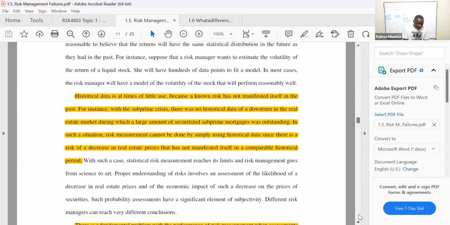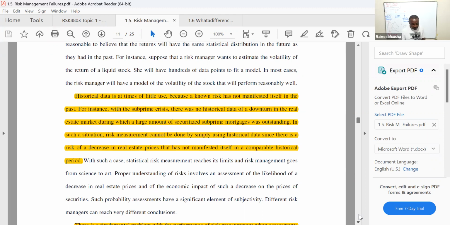So here they say, historical data is at times of little use because a known risk has not manifested itself in the past. For instance, with the subprime crisis, there was no historical data of a downturn in the real estate market during which a large amount of securitized subprime mortgages was outstanding. So in such a situation, risk measurement cannot be done by simply using historical data, since there is a risk of a decrease in real estate prices that has not manifested itself in a comparable historical period.